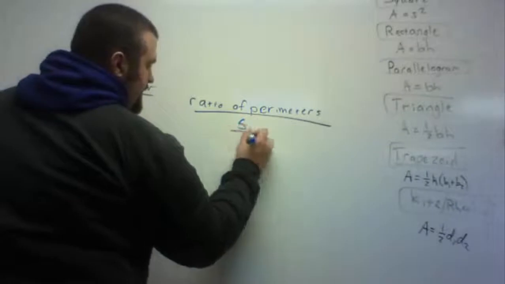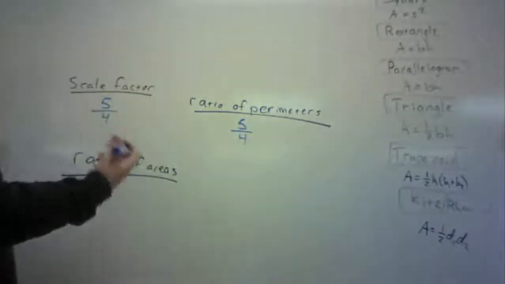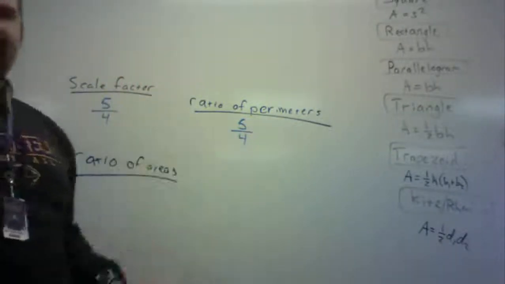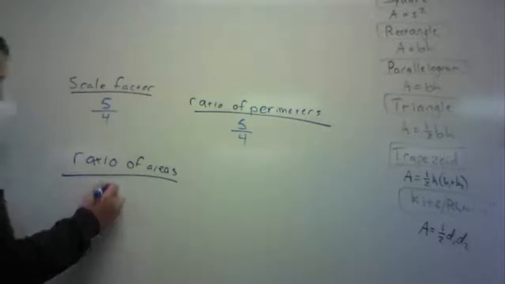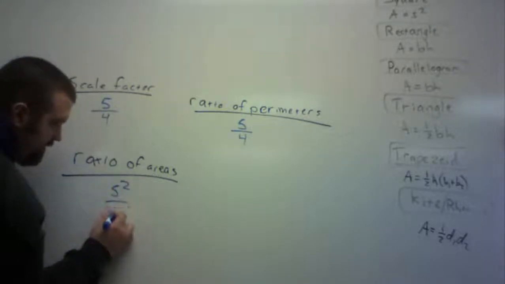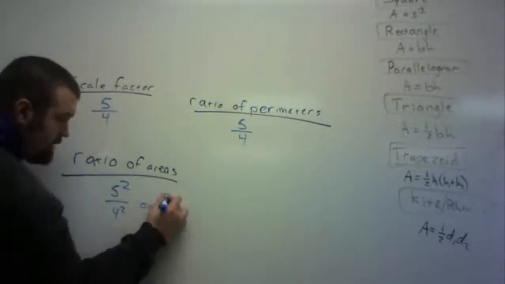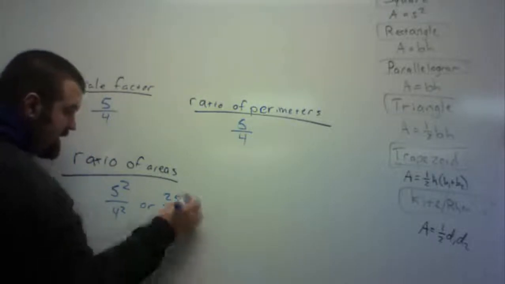So for number 1, if the ratio of lengths is 5 to 4, then the ratio of the perimeters has to be 5 to 4. Oh, and then the ratio of the areas is just the square of that. So 5 squared to 4 squared, or 25 to 16. Either answer.